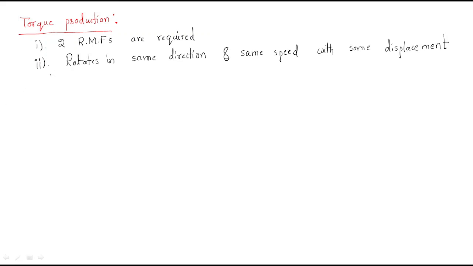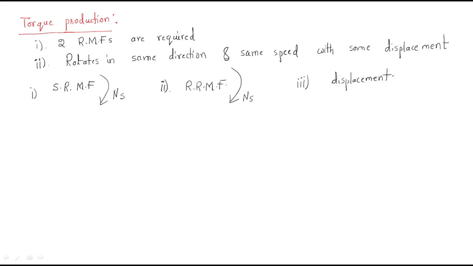So we have two RMFs. One is the stator RMF, which is produced with synchronous speed, and the rotor RMF is also produced, which also rotates with synchronous speed. And we have the third point: first the stator RMF is produced, after some gap the rotor RMF is produced. It has some displacement also. Therefore torque will be produced.